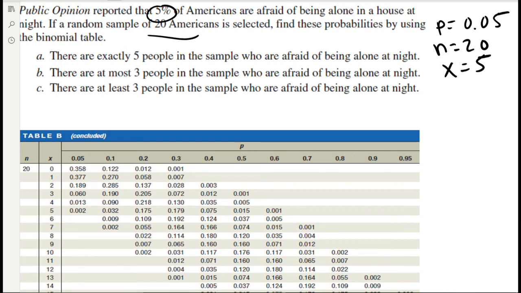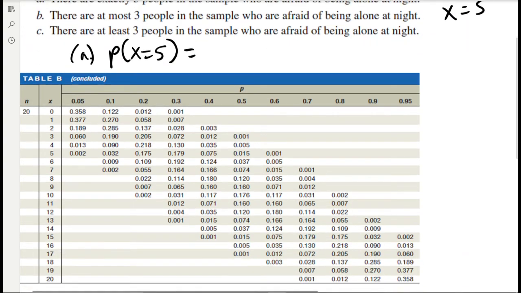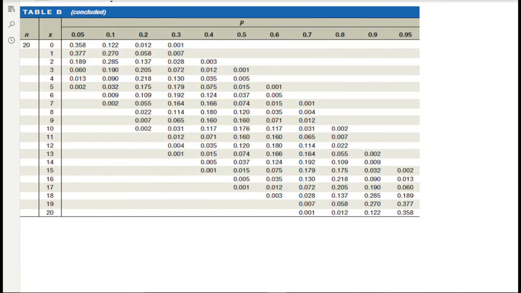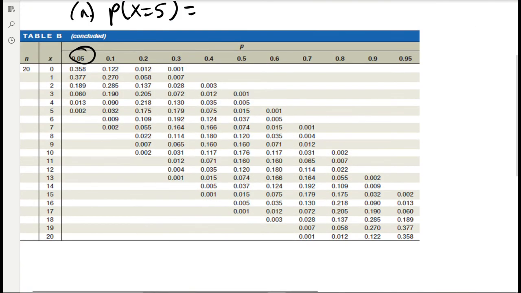So for part A, we're looking for P of x equals 5. In that case, we've got a probability of 0.05. We got 20 people in this table, and then we're looking for x equals 5, which means that this is the probability.